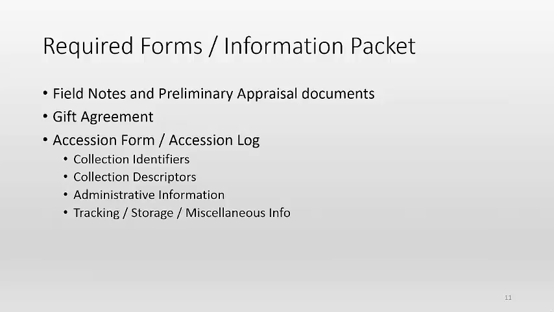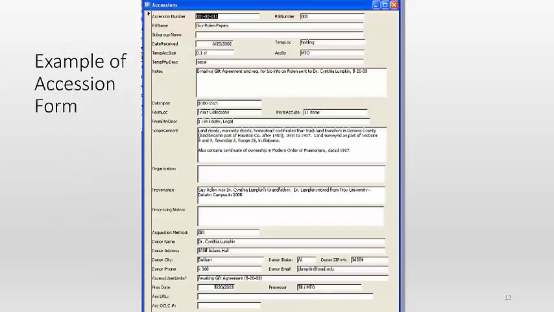This records the receipt of the collection into the repository's processing scheme. It begins intellectual control over the collection by being a place that can record distilled information about the collection. There are some elements of the Accession Form that we'll look at in the next slide. One are collection identifiers. Another are collection descriptors. A third is administrative information, and a fourth is tracking or miscellaneous information. Let's look now at an accession form.